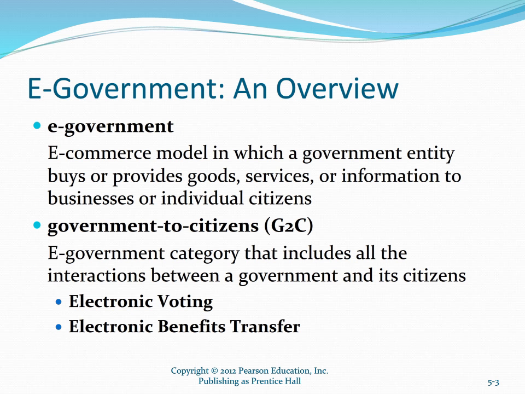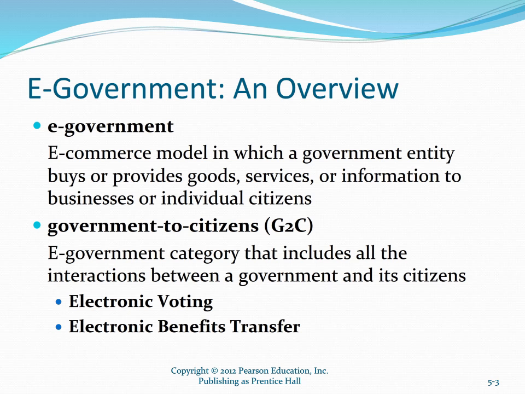So what is e-government? E-government is an e-commerce model in which a government entity buys or provides goods, services, or information to businesses or individual citizens. This is the approach the book has taken. Perhaps a little easier way to think about it is that e-government is really the application of various e-commerce tools, technologies, and techniques to provide services to citizens, to take advantage of some of the economies of scale, so to speak, that e-technologies provide.